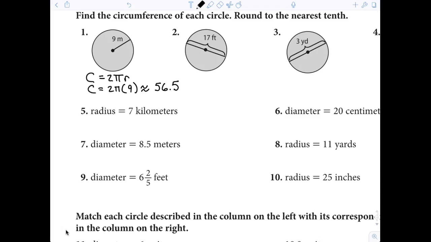It says round to the nearest tenth, so we'll just round to the nearest tenth. So 56.5. Is everybody happy with that?